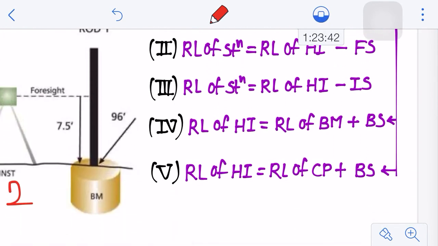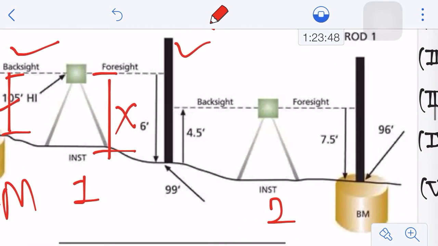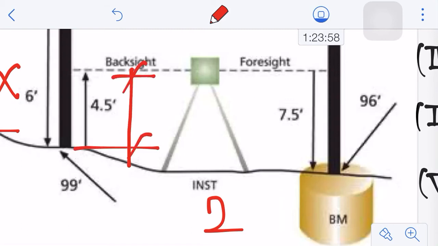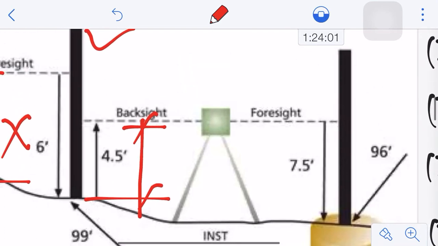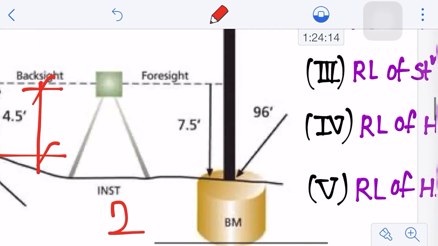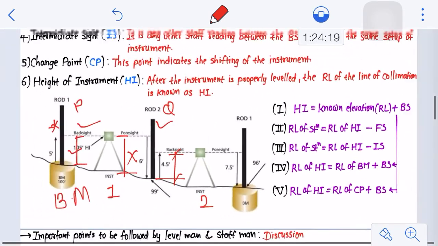And there may be change points, the RL of a change point if there is one. Let's say you have changed your instrument location from point 1 to point 2. You will find your height of instrument again for this point. You will bisect by holding your staff on this point Q, and you observe that it is coming as 4.5. You have already computed the RL of this point as 99, so you add this backside reading to 99, and you get your new height of instrument for point number 2. Then you go for further readings, that is your foresight, or it may be your intermediate sight. So this is how these different things will work.